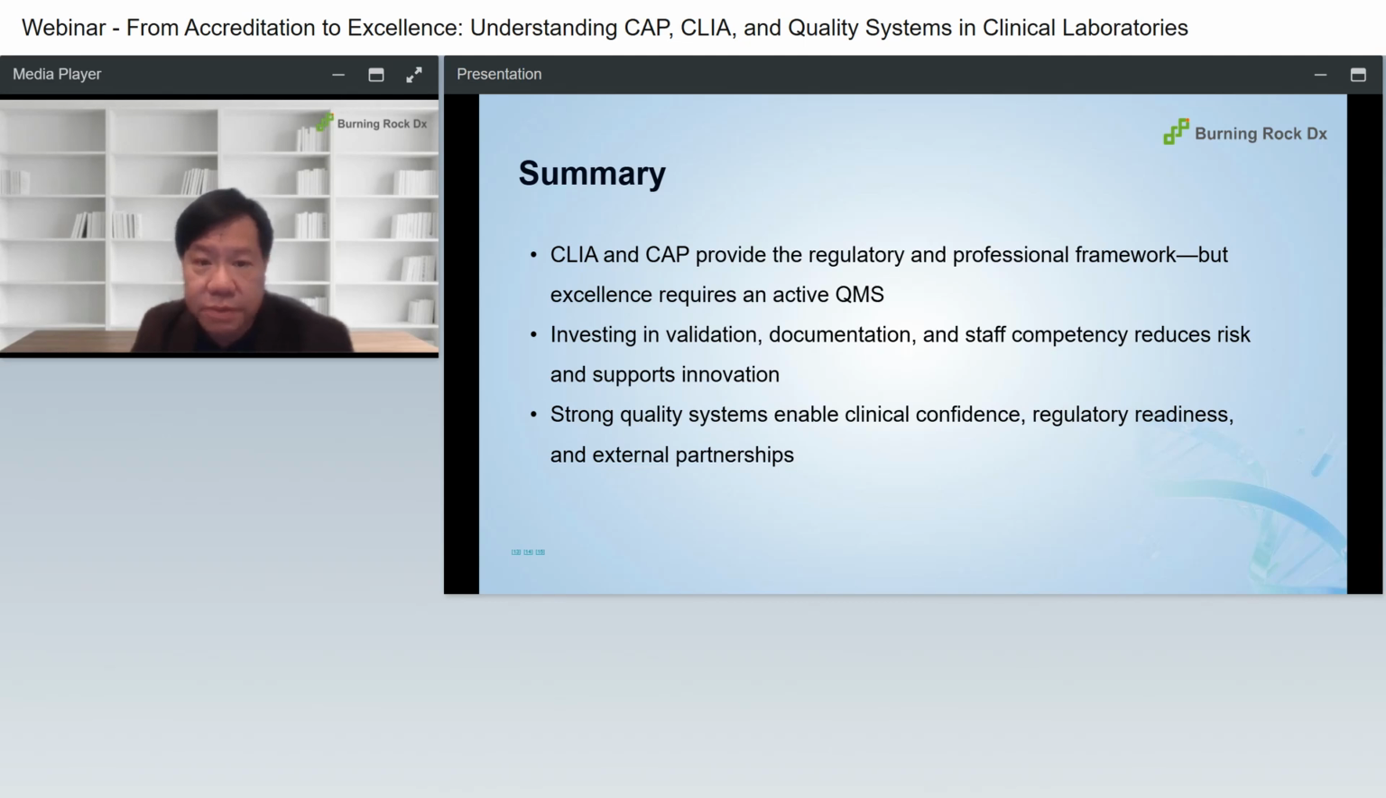And so in summary, CLIA and CAP provide the regulatory and professional framework, which requires an excellent and active quality management system. So investing in validation, documentation, and staff competency reduces the risk and supports innovation in the clinical trial area. And a strong quality system would enable clinical confidence, regulatory readiness, and external partnership.